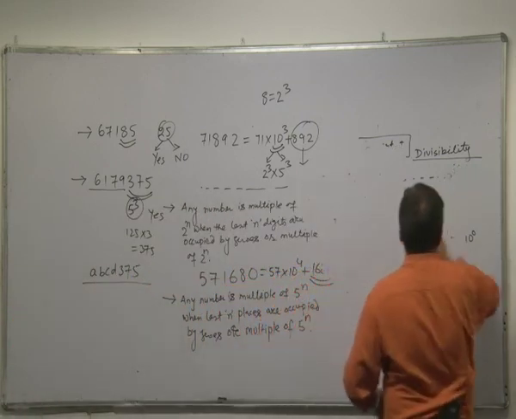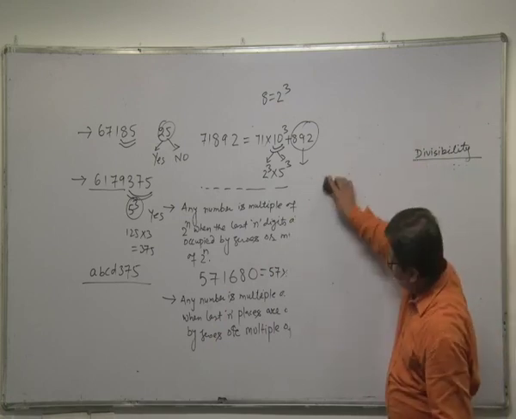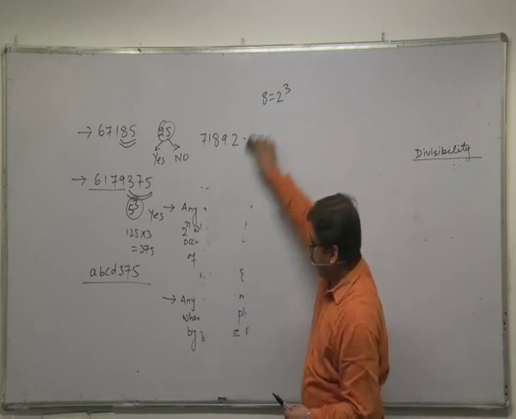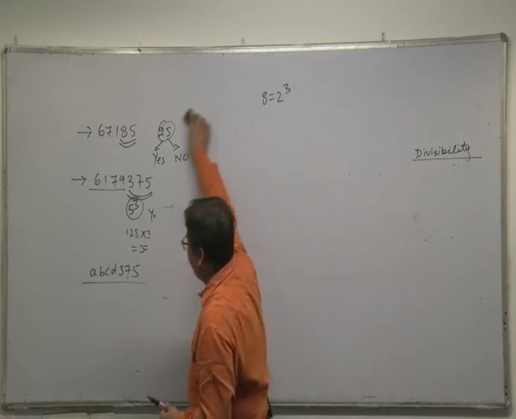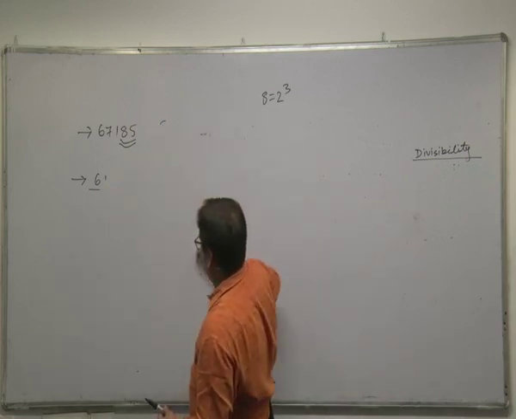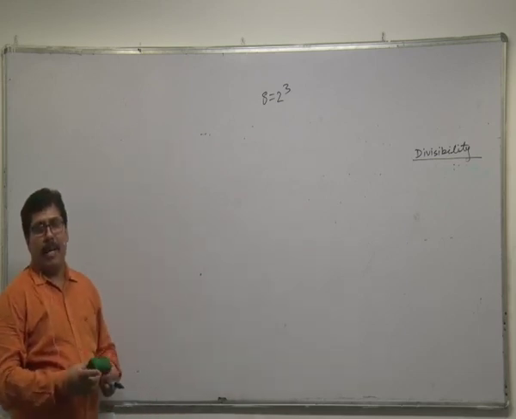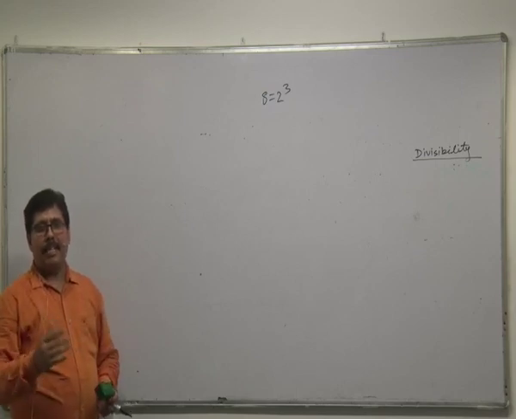So in segment number 2, I'm going to use the same base system in a slightly different manner. I'm going to take the example of 9 and 11. We are going to decode the divisibility rule for 9 and 11. 9 is 10 minus 1 and 11 is 10 plus 1.